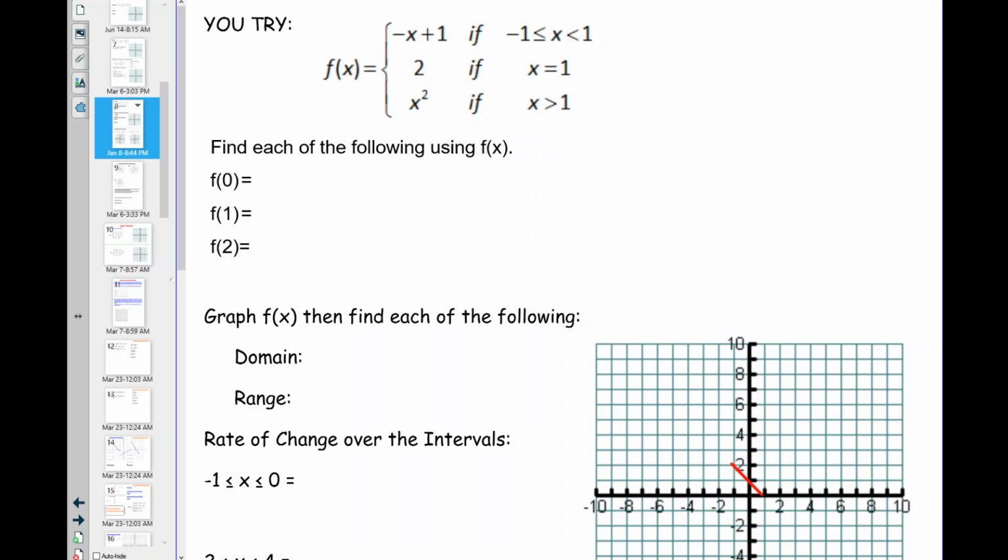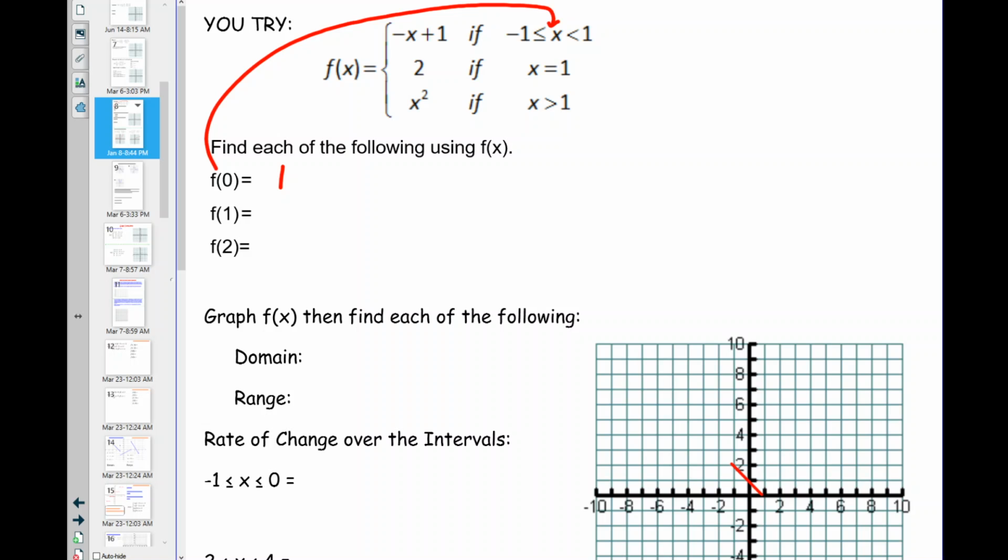All right, so let's first evaluate the piecewise function. Which piece did you plug the 0 into? 0 is part of this interval here, so we'll go into the first one. Negative 0 plus 1 is just 1.